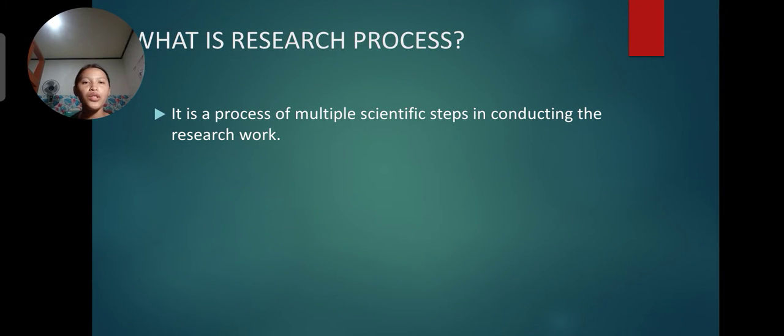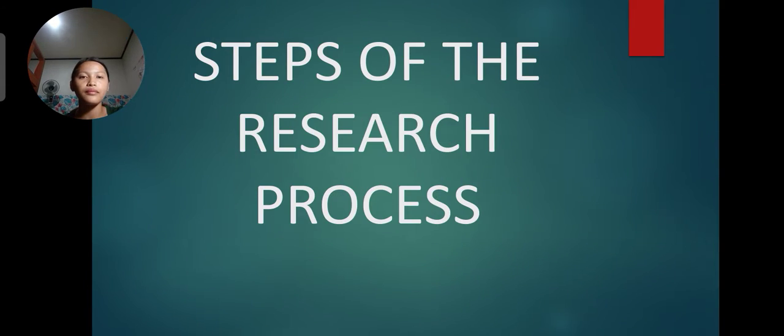What is research process? Research process is a process of multiple scientific steps in conducting the research work. Each step is interlinked with other steps. The process starts with the research problem at first, then it advances in the next steps sequentially. Generally, the researcher conducts research work within 7 steps. Steps of the research process. So these are the steps of the research process.